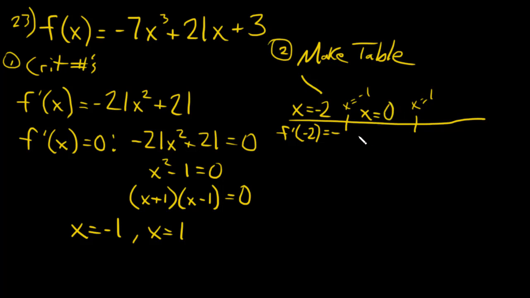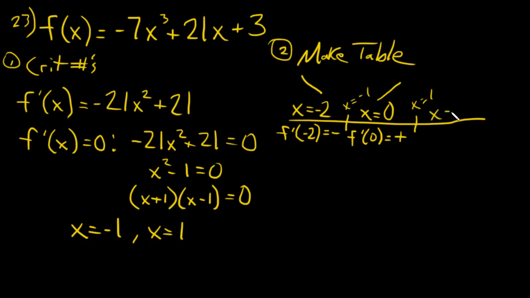So if we do 0, f prime of 0 equals, well, I get a 0 here. This term drops. I'm left with +21, which is definitely positive. So that means I have an increasing behavior for that interval. Finally, over here, a value greater than x equals 1.